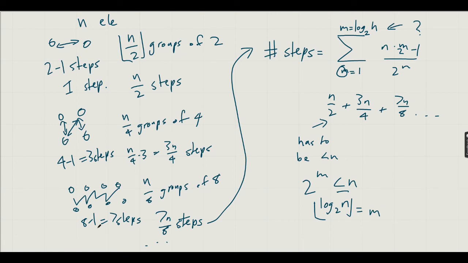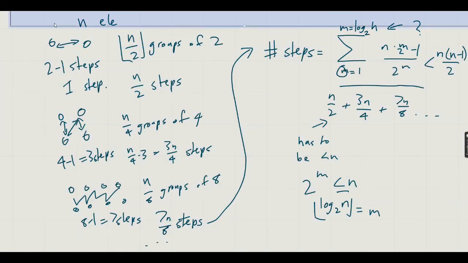Let's finish this up. Why is this number less than n minus 1 over 2? And to do this, let's move to a new area.